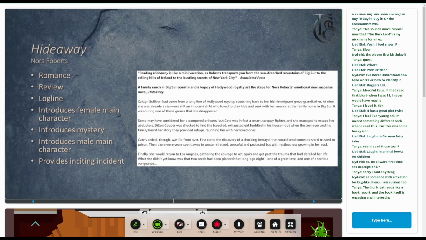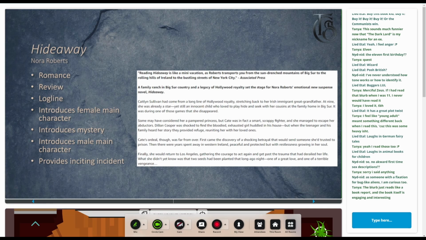Next up, we have a blurb for a romance novel from Nora Roberts. Again, I have not read this specific romance novel, but I've read a lot of Nora Roberts, and it reads very much like a Nora Roberts book. It's called Hideaway. This one, unlike the others, starts with a review. So reading Hideaway is like a mini vacation as Roberts transports you to the sun-drenched mountains of Big Sur, to the rolling hills of Ireland, to the bustling streets of New York City, by the Associated Press.